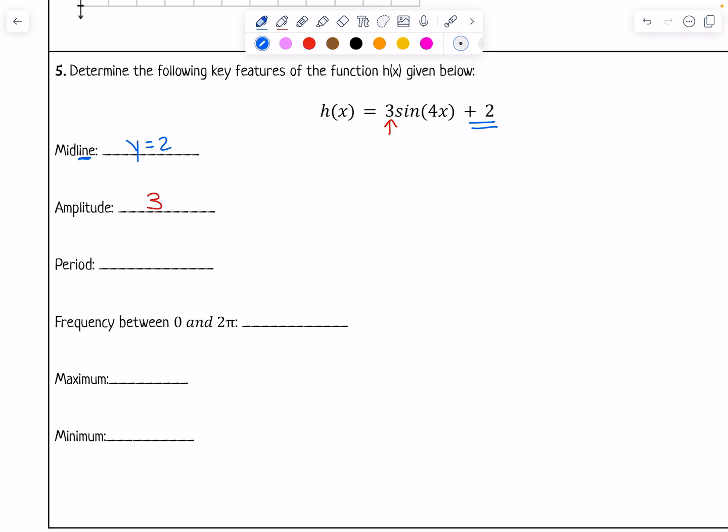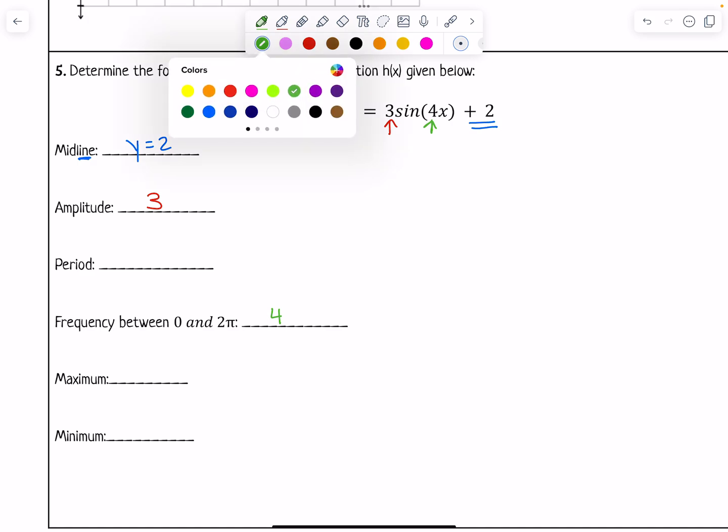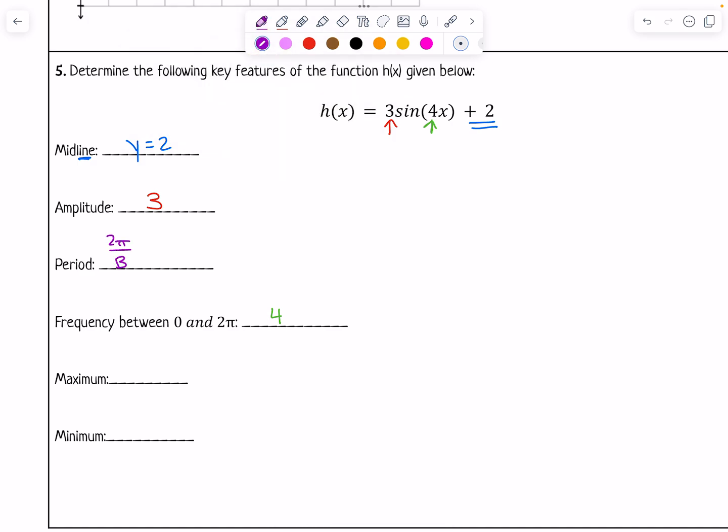Period is going to be the number in front of x. So you just pick that right out. Or excuse me, that's the frequency. Then period comes from that number. Period is always 2 pi divided by the frequency, which is the b that we found just now. So 2 pi divided by the frequency, which is 4. We could just reduce that a little bit to be pi over 2. And that would be it for that one.